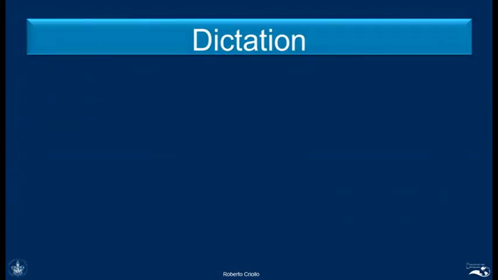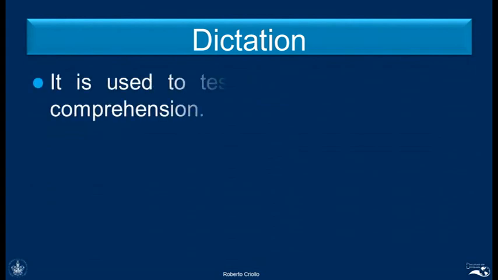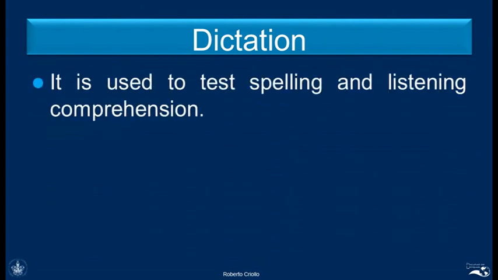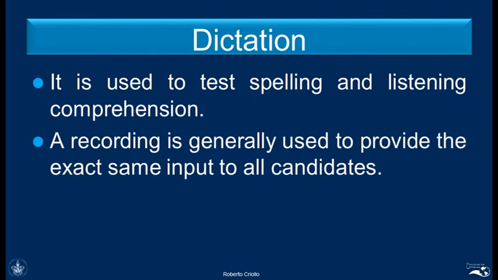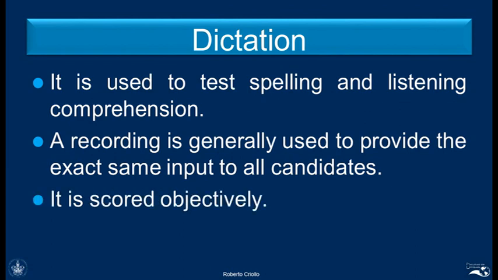Dictation is another kind of item that is used, but it's not very common these days. Normally, it is used to test spelling and listening comprehension, and it's done with a recording, because we want to provide exactly the same kind of inputs to all of the test takers. It is scored objectively, because of course, in this case, they have to transcribe exactly what they hear, so there's just one possible correct answer.